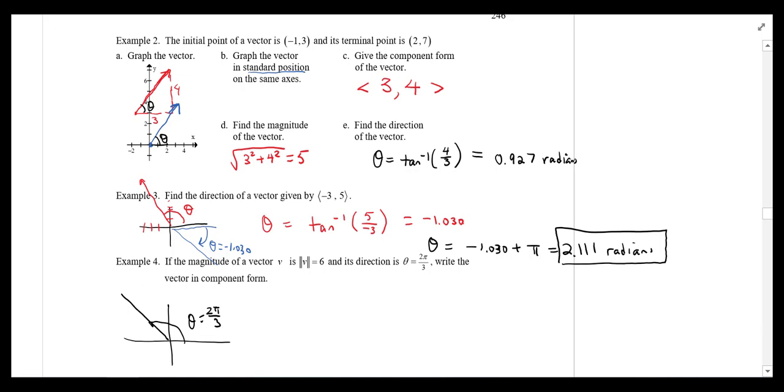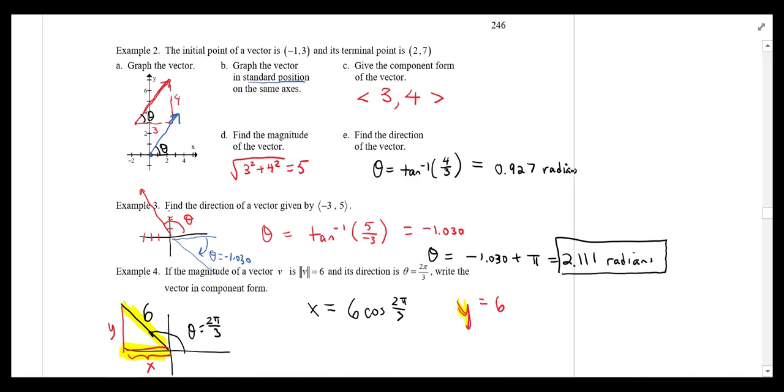And if I actually want the components, I'm asking you to find the y component here and also the x component here. You can see that if the length or the magnitude is 6, then the x value is just going to be 6 times cosine of 2 pi over 3, right? Comparing trig, x over r is the cosine of the angle. And then similarly, the y component will be 6 multiplied by the sine of 2 pi over 3.